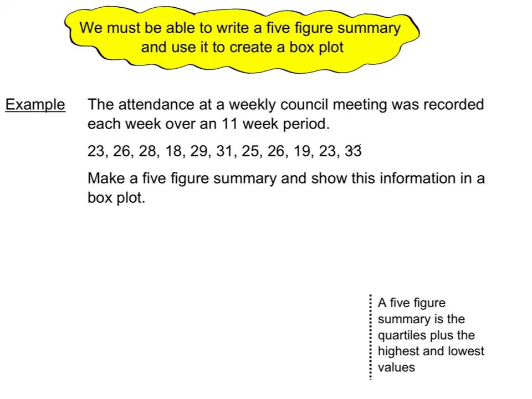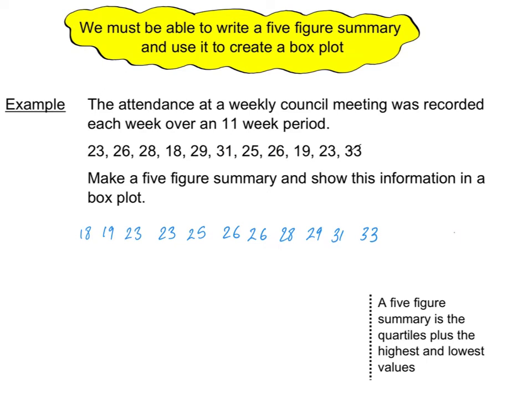Now, putting these numbers here in order, we should have 18, 19, 23, 23, 25, 26, another 26, 28, 29, 31 and 33. Counting up the numbers, see how many pieces of data we have here. So 1, 2, 3, 4, 5, 6, 7, 8, 9, 10, 11, which matches what I expect. It's an 11-week period, so I'm expecting 11 pieces of data.